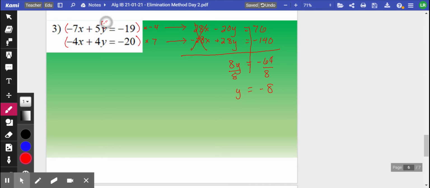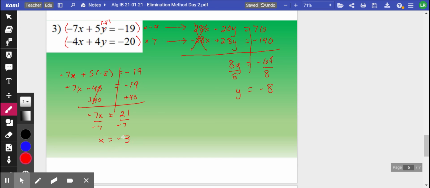That's where I'm going to put my -8. So I have -7x plus 5 times -8 equals -19. Let's go ahead and multiply that, and then we'll have our equation to solve. So from here, two-step equation. Add 40 to both sides. And I get -7x equals 21. Finish him. I get -3.